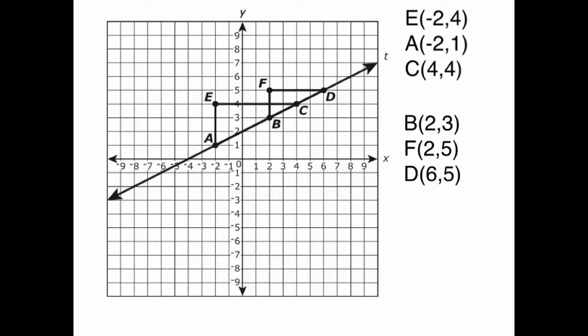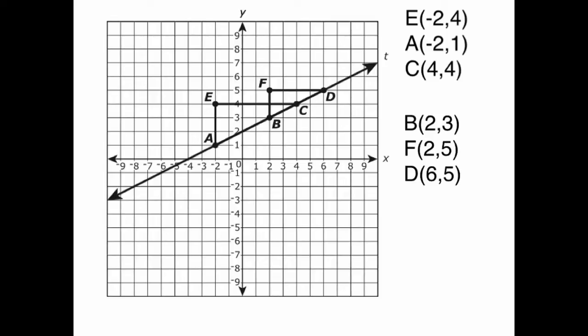Hey guys, let's look at number 2. I have two triangles that have already been plotted and their hypotenuse extended to create this line. I have triangle EAC and triangle FBD. What I'm interested in is understanding and figuring out if these triangles are proportional.